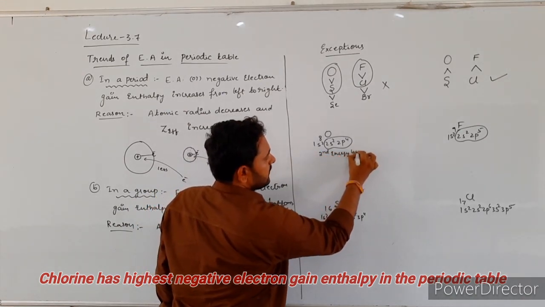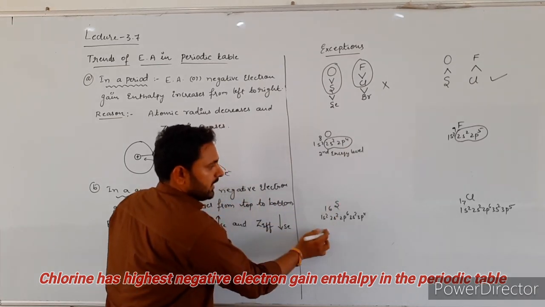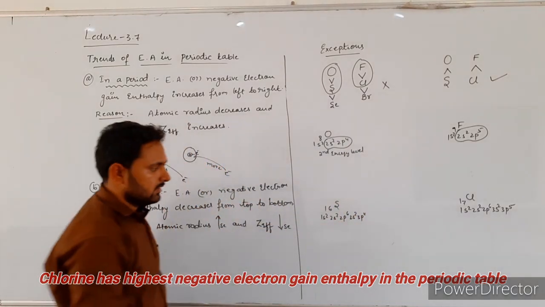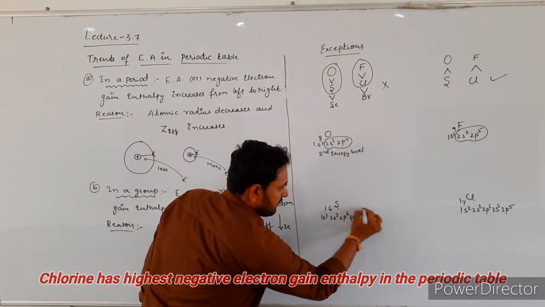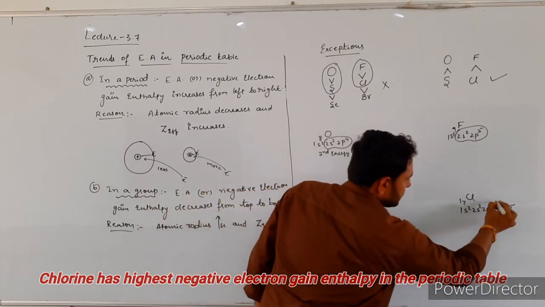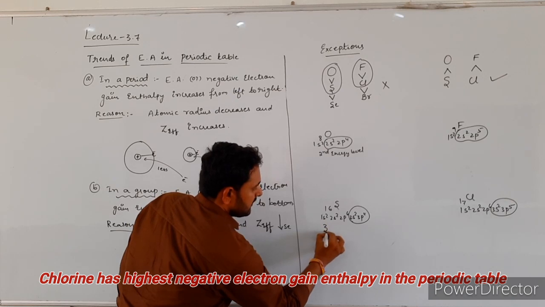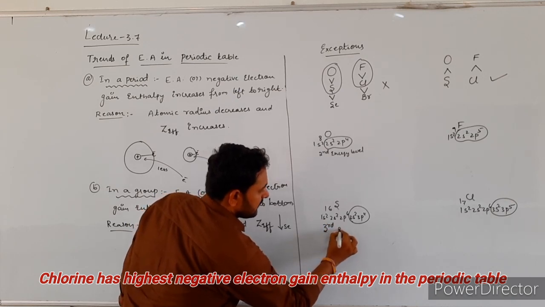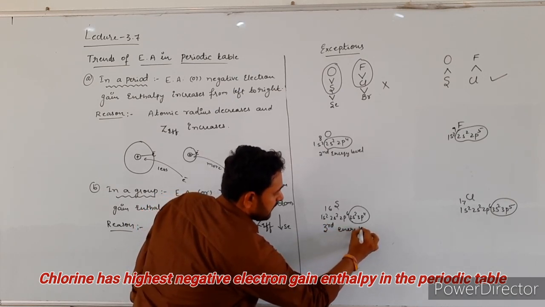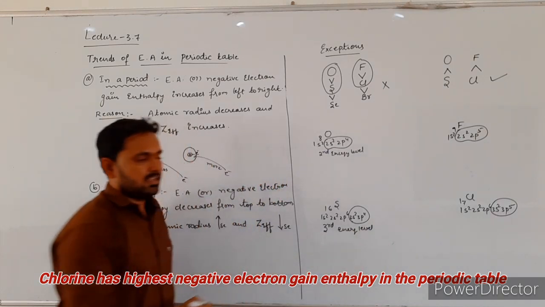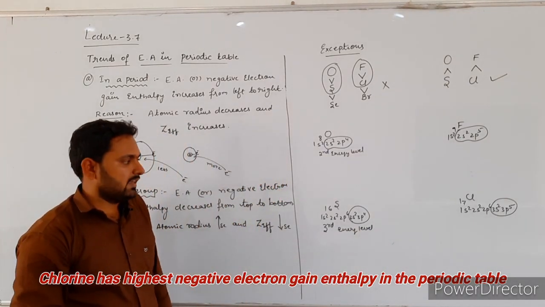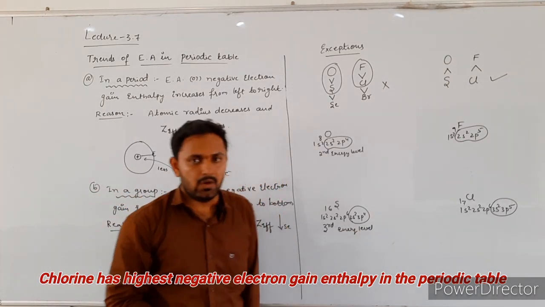Second energy level. Next, in sulfur and chlorine, the outermost energy level is 3. See here, the outermost energy level is the third energy level. Third energy level is the outermost energy level in sulfur and chlorine.